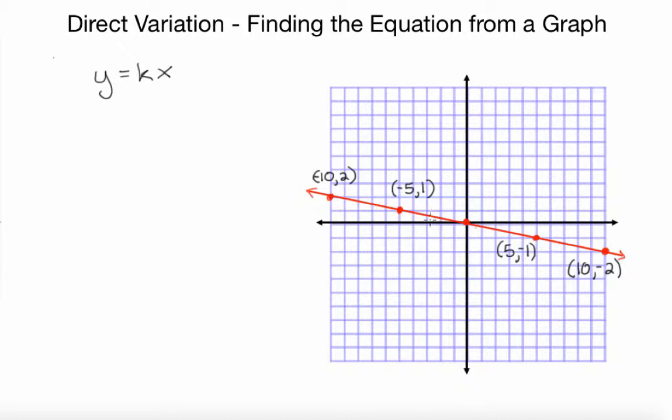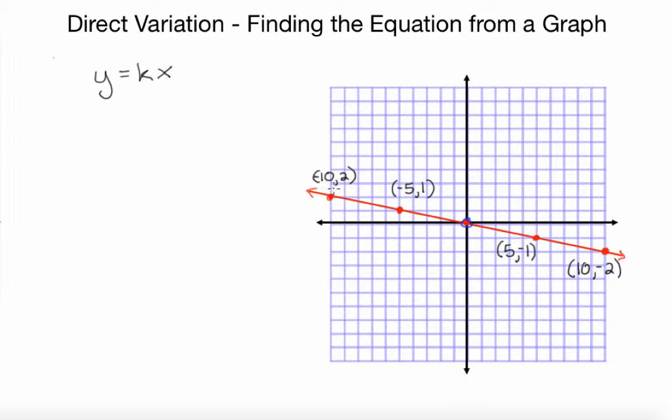It looks like a nice straight line. It's going through the point 0, 0, which is good. So that means it's direct variation. A straight line through 0, 0 is direct variation. So we're confirming that.